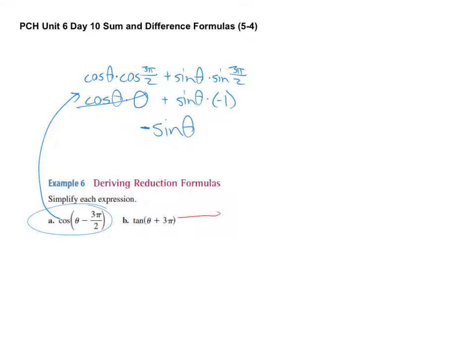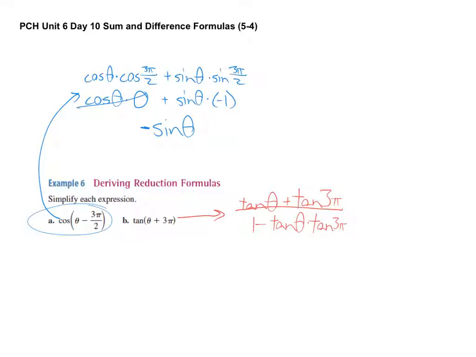We could do the same thing with this tangent. Tangent of theta plus 3 pi. Okay? So using our tangent formula, what would this equal here? Tangent of theta plus tangent of 3 pi, over 1 minus tangent of theta times tangent of 3 pi. Yeah, that's right. Alright, good. There's our tangent formula.